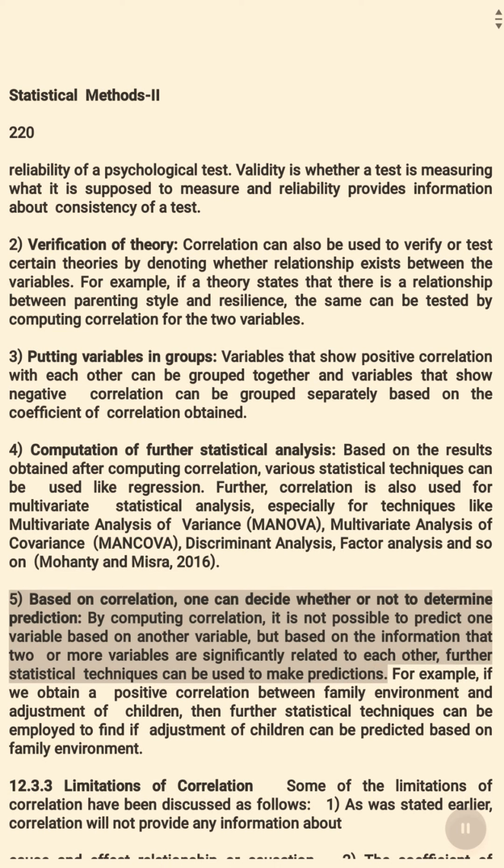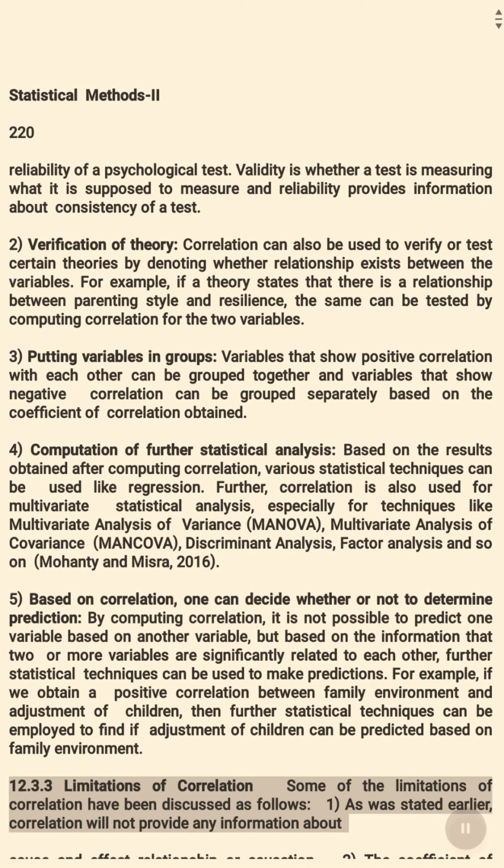5. Based on correlation, one can decide whether or not to determine prediction. By computing correlation, it is not possible to predict one variable based on another variable, but based on the information that two or more variables are significantly related to each other. Further statistical techniques can be used to make predictions. For example, if we obtain a positive correlation between family environment and adjustment of children, then further statistical techniques can be employed to find if adjustment of children can be predicted based on family environment.